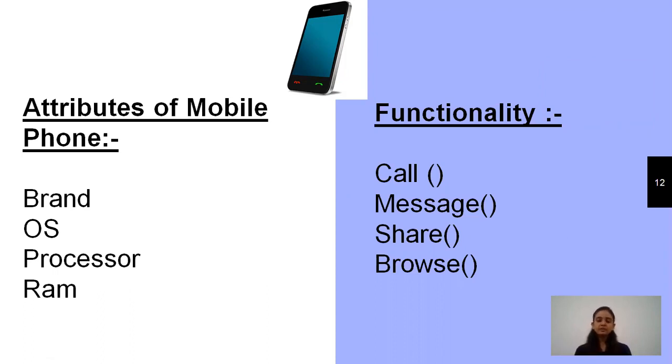Now what kind of functionality can I perform with this object, the mobile phone? The different functionality that I can perform with the help of the phone is that I can call using the phone, I can message using the phone, I can share files using the phone, and I can browse through the phone. So these are the different functionalities that we can perform on the object that is the mobile phone.